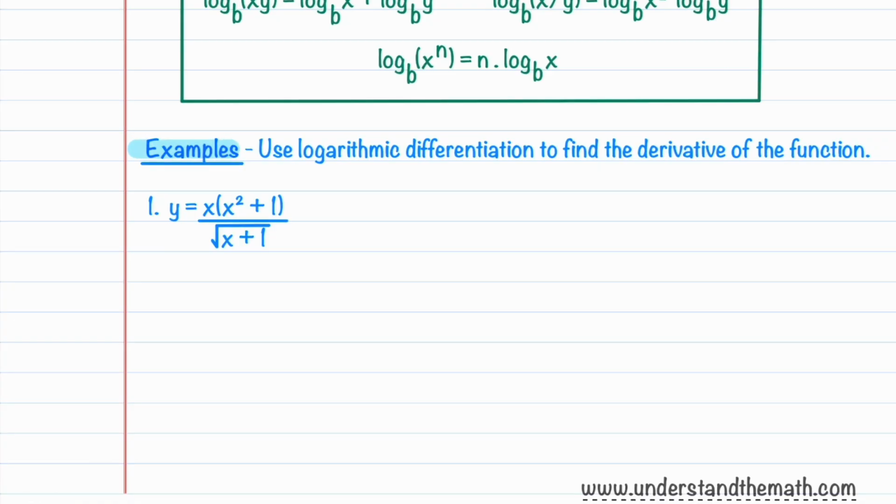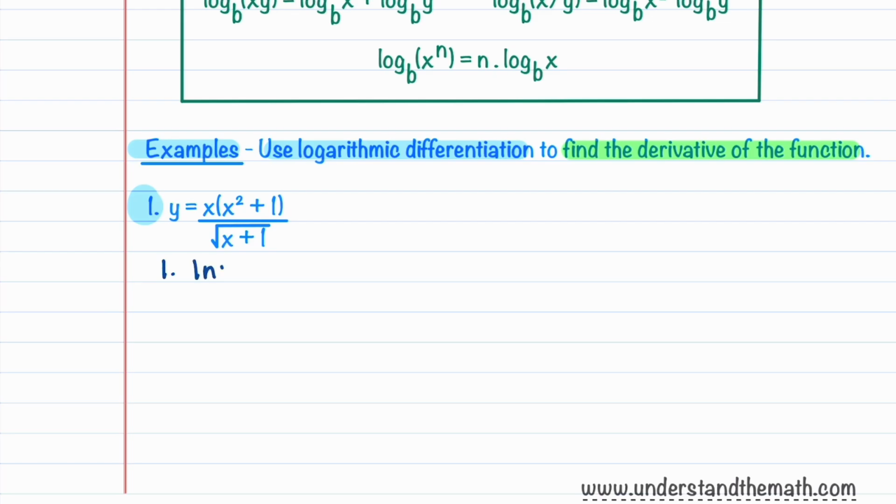Let's now walk through 2 examples where we are going to use logarithmic differentiation to find the derivative of the given function. The first function that we're given is y is equal to x times (x squared plus 1), all divided by the square root of x plus 1. Our first step is to take the natural log of both sides of the equation.